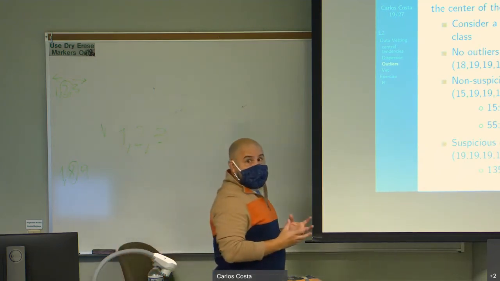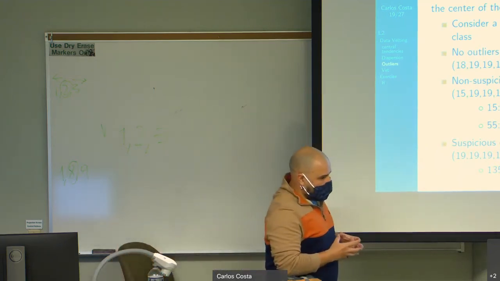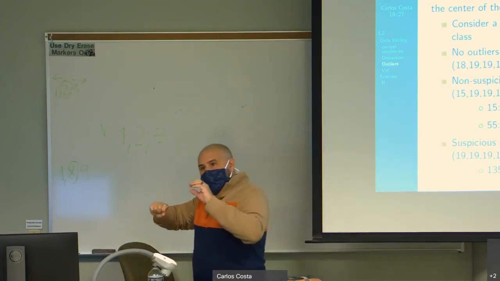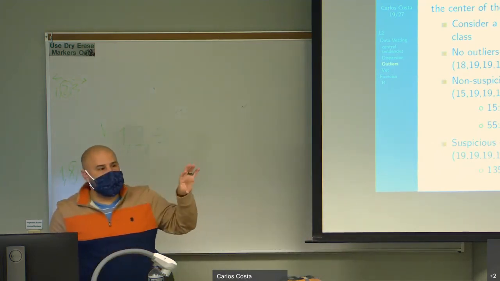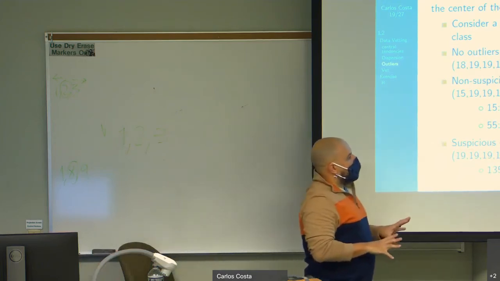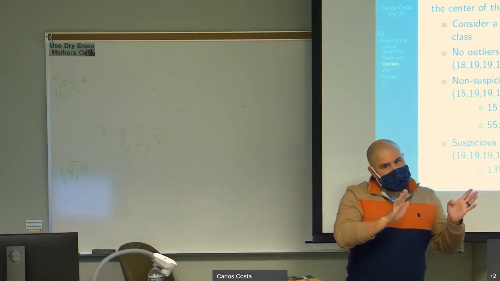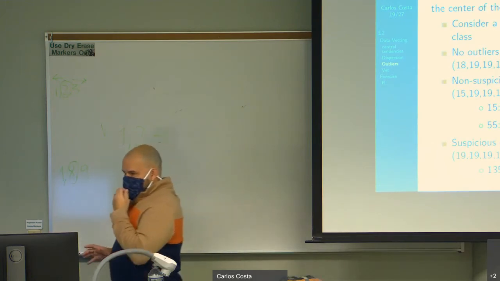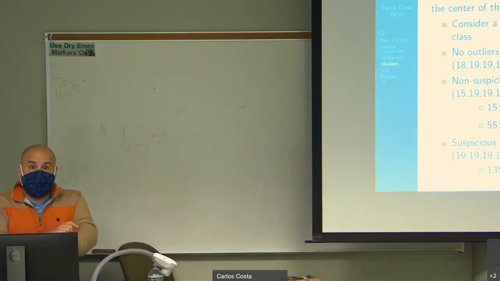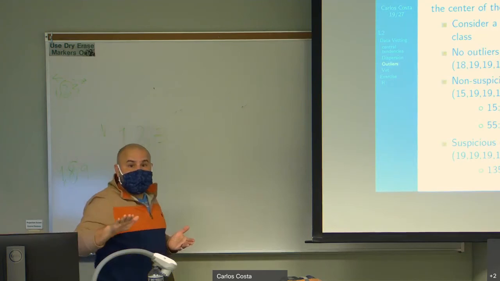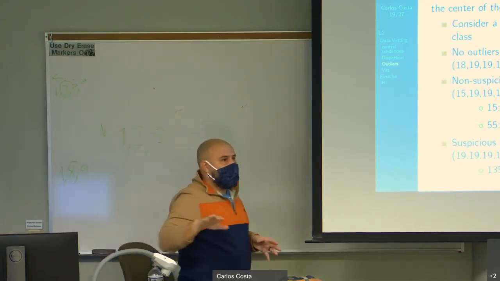So you have a data set. You did your convergence, you did your dispersion, now you're looking at these outliers. You're going to start looking for suspicious versus non-suspicious outliers. First of all, if you've got a data set with no outliers, yay, then you're off to the races, you can start doing your analysis.